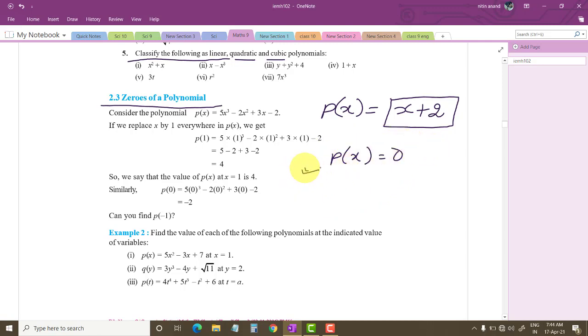That means if the value of p(x) is 0, then we can write x plus 2 equal to 0, then x is equal to minus 2. This is our required value that makes this polynomial 0. Then we will write zeros of p(x) is minus 2. Clear? Is everyone getting it? Okay, clear.